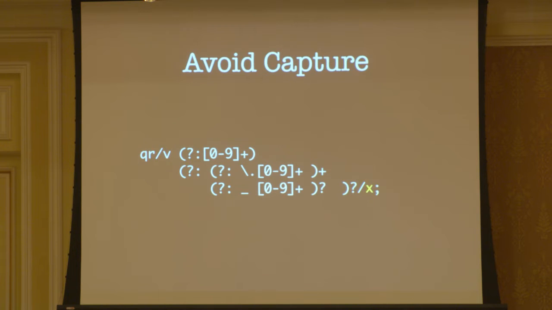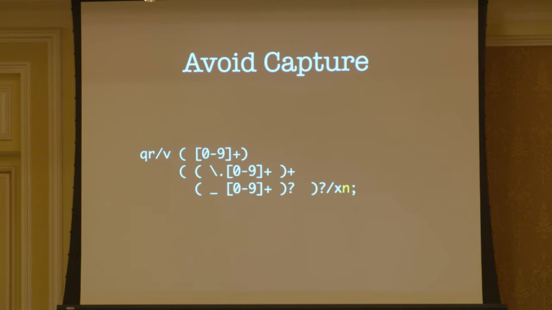And having done this, we might realize it's still pretty ugly. And part of what's bad about this is those question mark colons. They're there so that we're not capturing everything, because we don't need everything. Well, why do we have to say every single time we're grouping that we don't want to capture? Let's not do that. Let's just say no captures, /n at the end.